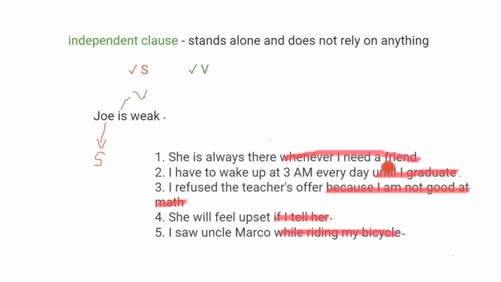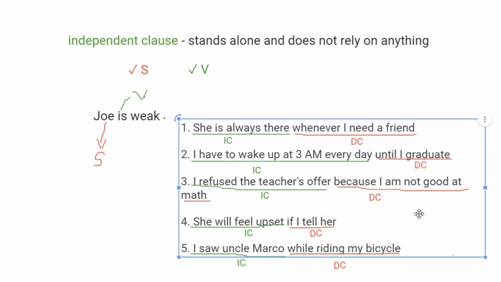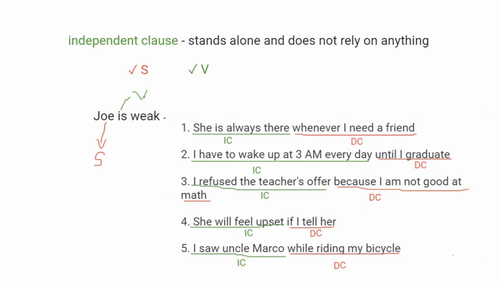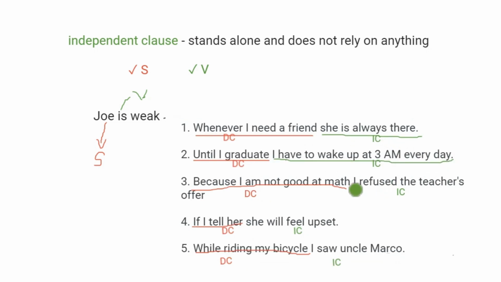One last thing, in these sentences, the independent clauses come first, followed by the dependent ones. To spice things up, we can actually interchange the arrangement, putting the dependent clause and then the independent clause. But if we do it, we will need to put a comma in between them.